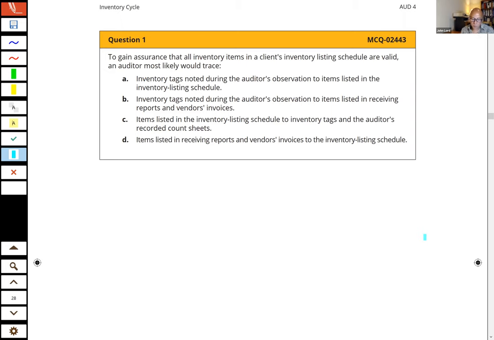Okay, B, inventory tags noted during the auditor's observation to items listed in receiving reports. That's, again, maybe a completeness test. C, items listed in the inventory listing to the inventory tags. Yeah, that's existence. This is how you have to approach these questions, guys.